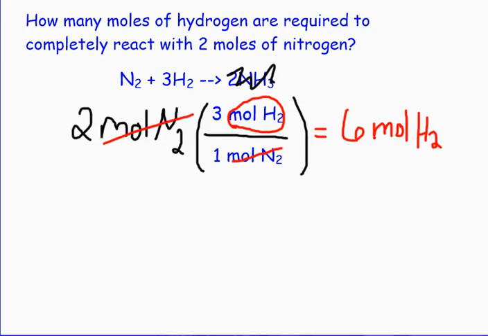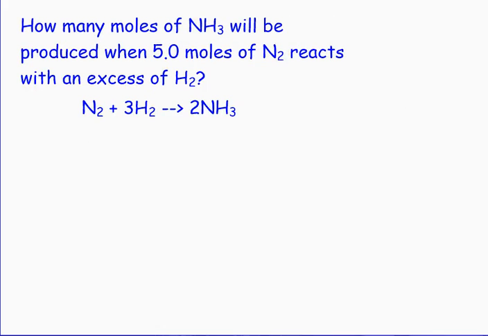Now, it doesn't matter whether you're given reactants or products. For these problems, it does not matter which side of the arrow the different substances you're dealing with are on. So our next problem, we're using the same chemical equation, but this one says how many moles of NH3 will be produced when 5 moles of N2 reacts with an excess of H2.